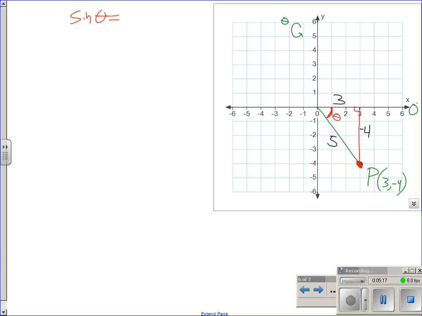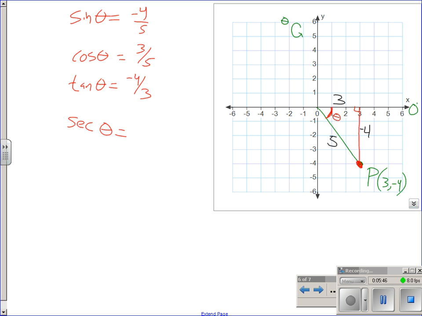Now that we know all three sides, it's just a matter of doing the ratios. With theta as our reference angle, sine is negative 4/5. Cosine of theta, positive 3/5. Tangent theta is the opposite over adjacent, so negative 4/3. All right, once you've got the three main ones, the other ones, they're just the reciprocals.